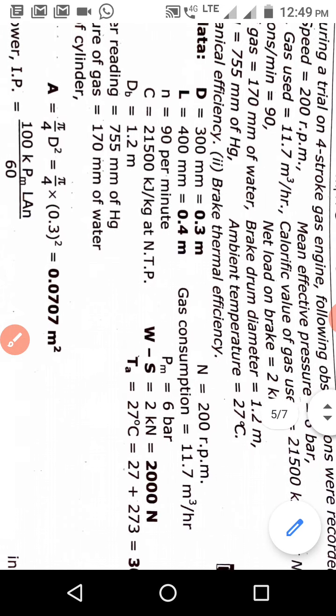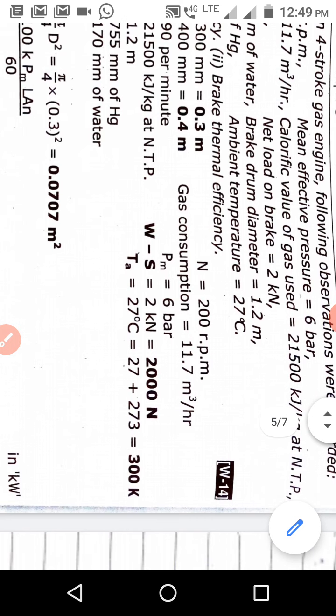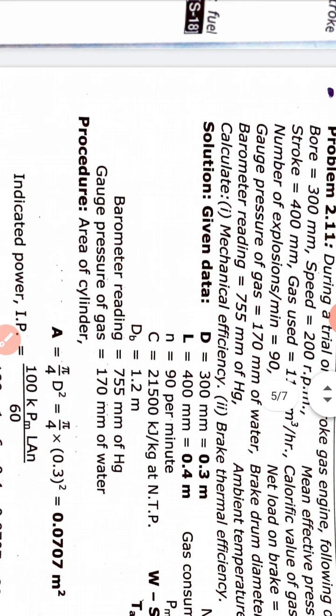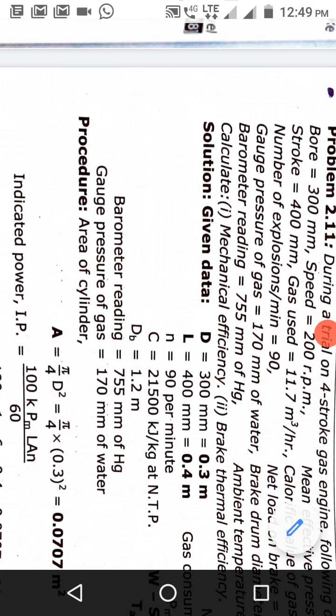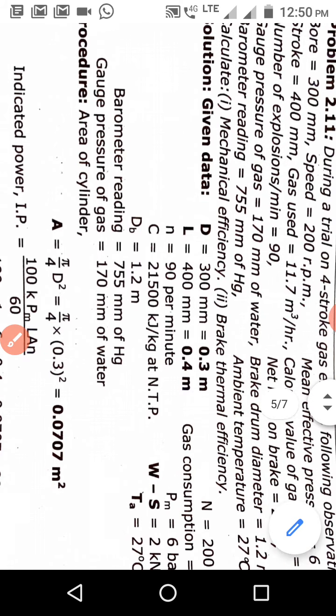Brake drum net load on brake is given, brake drum diameter is given, ambient temperature is given, and barometric pressure is given. Now we have to calculate the mechanical efficiency. For calculating mechanical efficiency, we have to calculate brake power as well as indicated power.